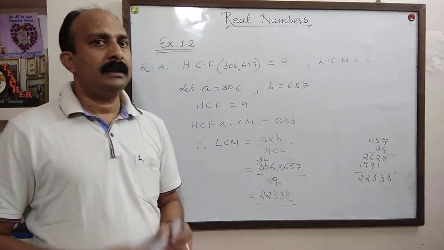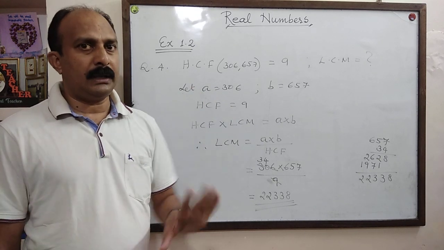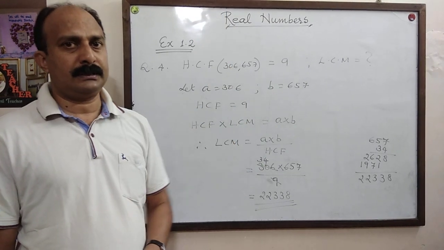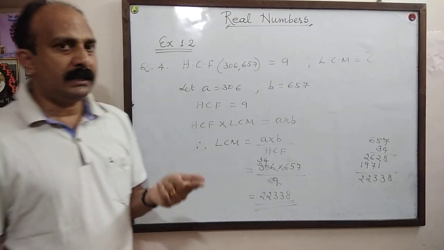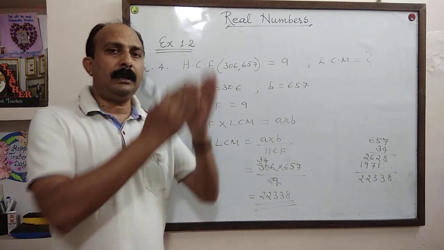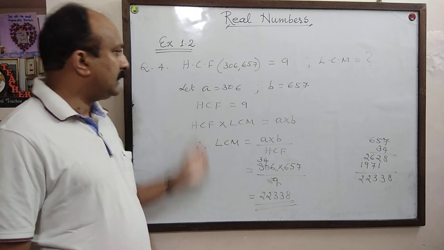For HCF, take the lowest power of the common factors of all the numbers. That is HCF. For LCM, take the highest power of the common factors and all the remaining factors of all the numbers. I hope it is clear.